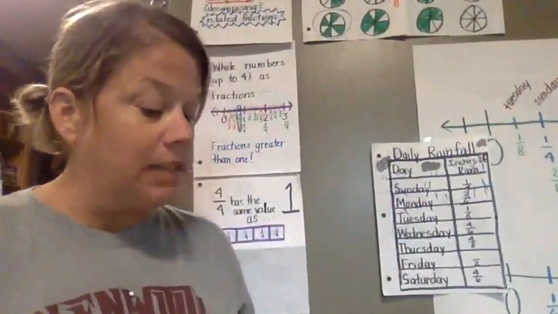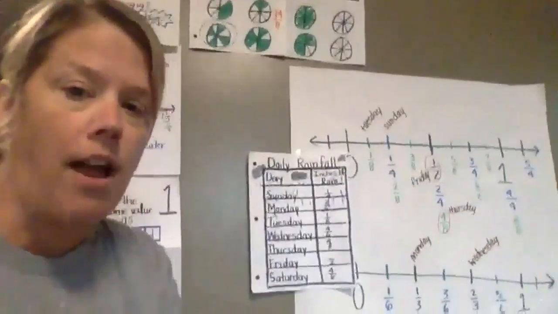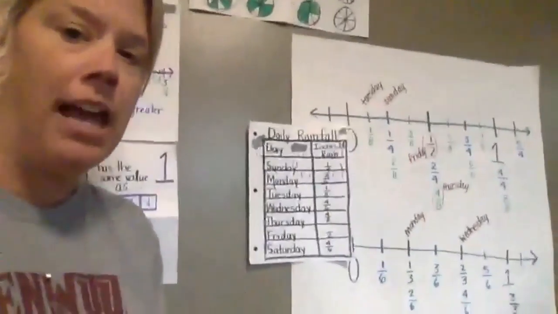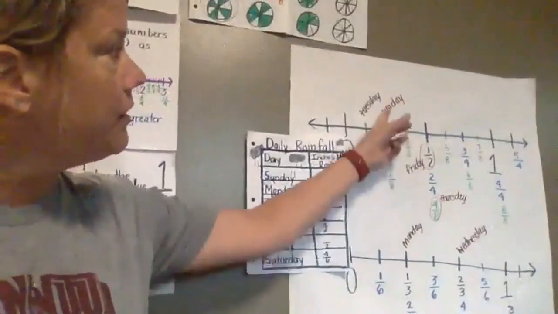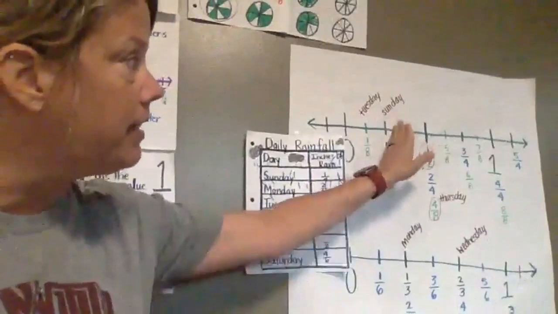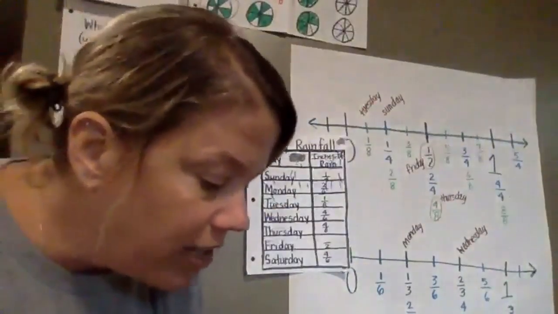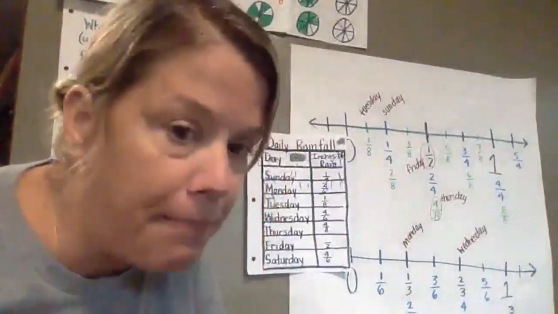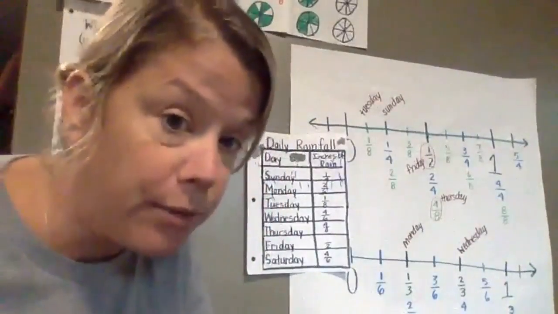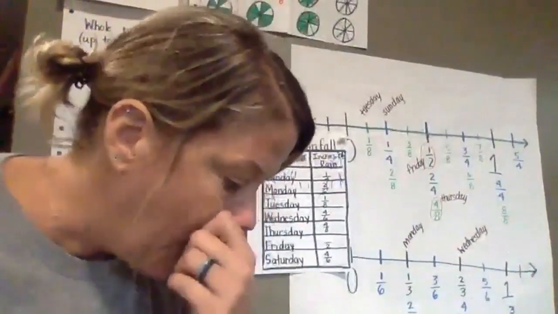So we looked at, did more rain fall on Sunday or Tuesday? And we showed that with our number line here. 1/4 fell on Sunday, Tuesday, only 1/8 fell, so we know that Sunday had more rain than Tuesday. Our next question, which day had less rain? It's a comparison problem. If you remember, parts equal total. Comparison. Repeated equal groups.